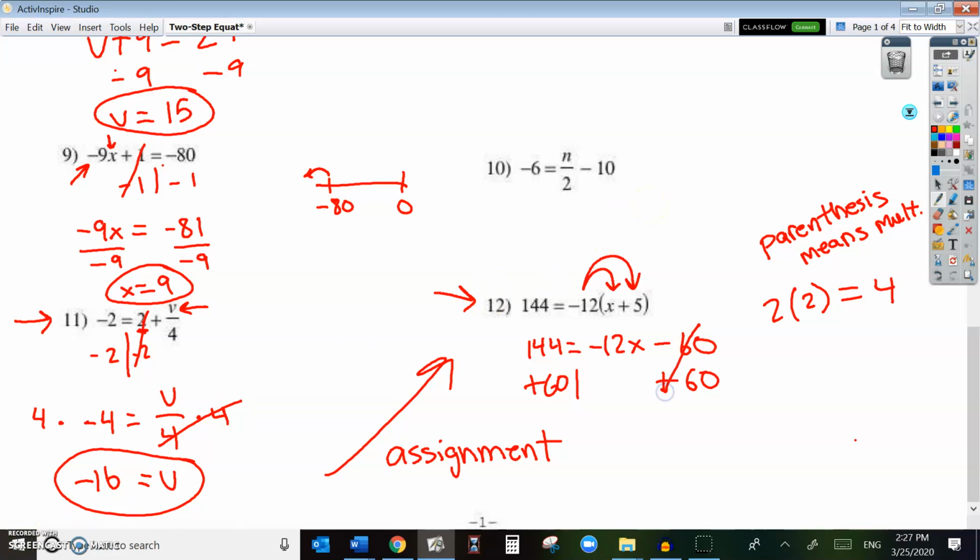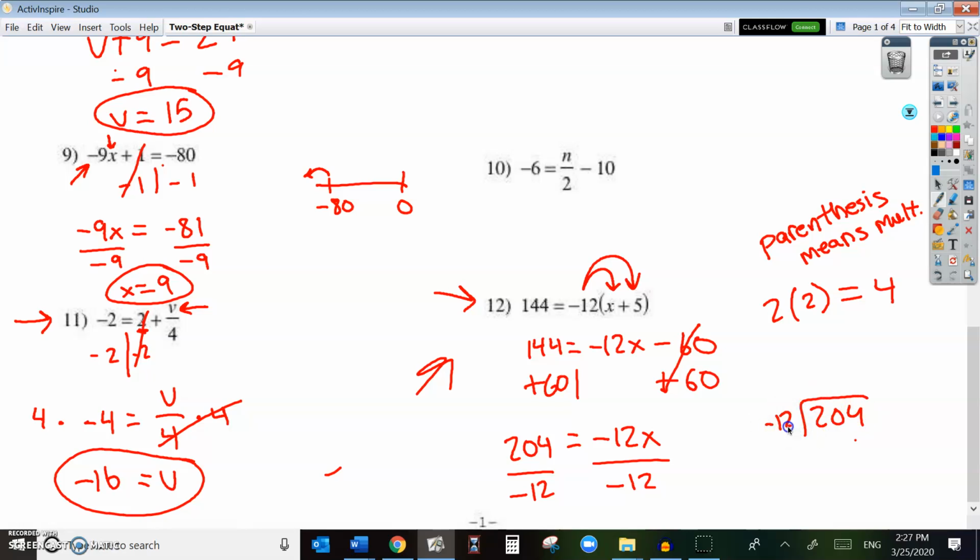Okay, these 60s cancel. 144 plus 60 is going to be 204 equals negative 12x. Okay, now divide by negative 12 on both sides. 204 divided by negative 12. 7 times 12, is that 84? Yes, it is. And then keep it negative because you've got a positive 204 divided by negative 12. So x equals negative 17.